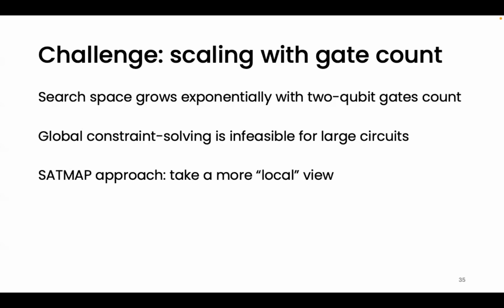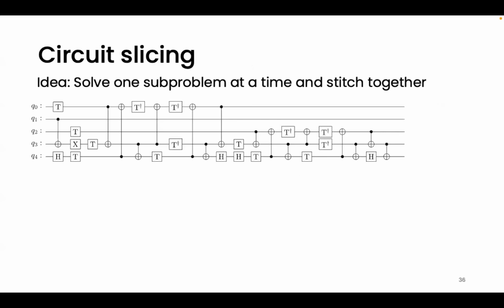Okay. So the problem with this approach is that we're solving a complete problem, so it's ultimately not going to scale to very large instances using this constraint-based approach. In particular, the search space of solutions is growing exponentially with the number of 2 qubit gates. So we have to reconcile that somehow, and we take a local view of the mapping and routing problem in order to scale a little bit better. So what does that mean? The idea is to solve mapping and routing as a sequence of subproblems that at the end we will stitch together.